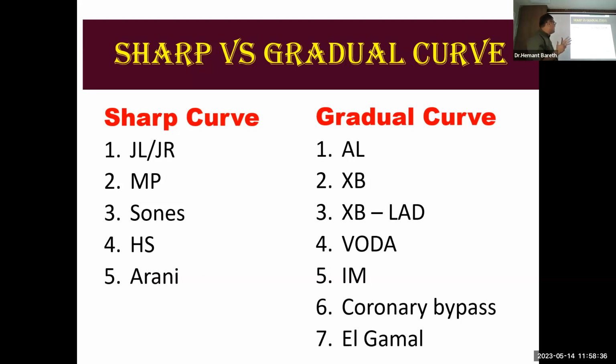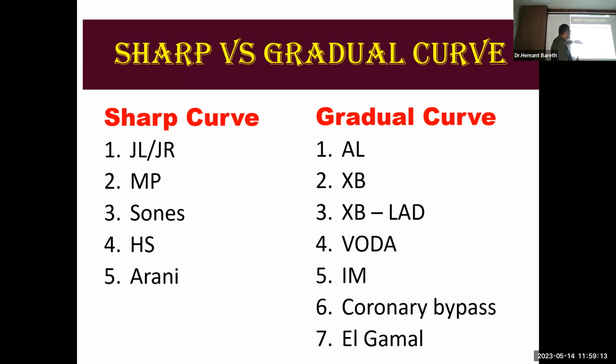Then the other thing is sharp versus gradual curve. The importance of a sharp curve is that it gives you support and safety, because a sharp curve will fix in the left main and will not move. The tip will not keep moving if it is a sharp curve. So it will give you safety and good support. But the disadvantage is, if you want to pass something and that angle is 90 degrees, then it may be difficult to pass that thing through the primary curve itself.